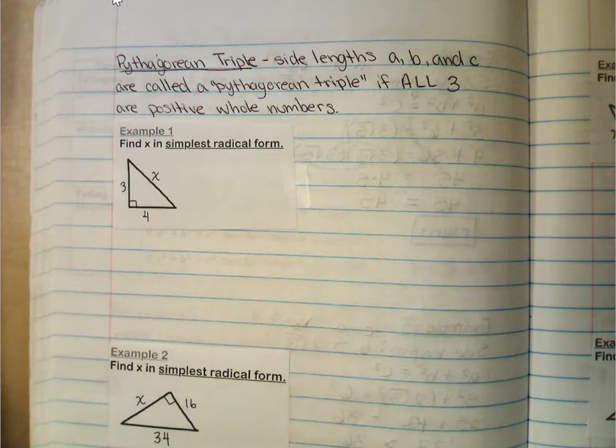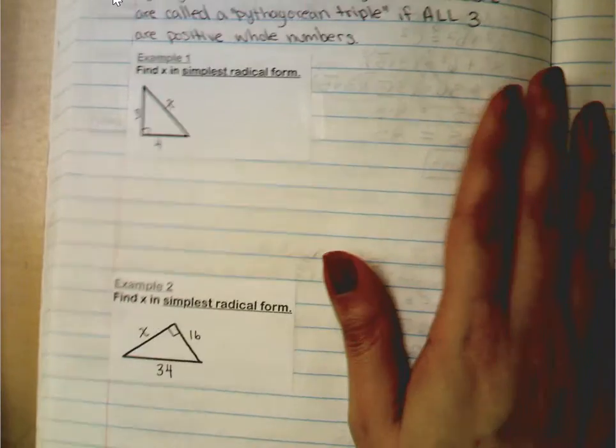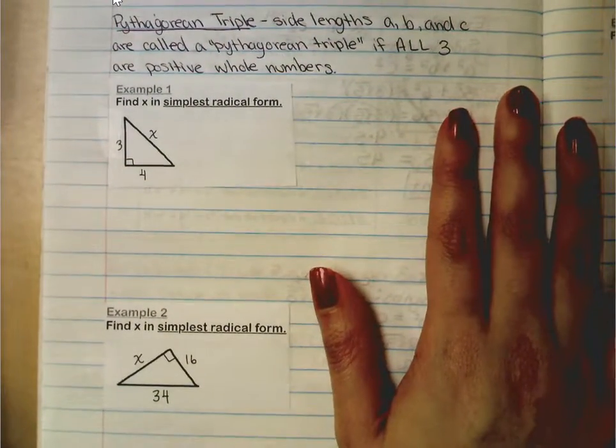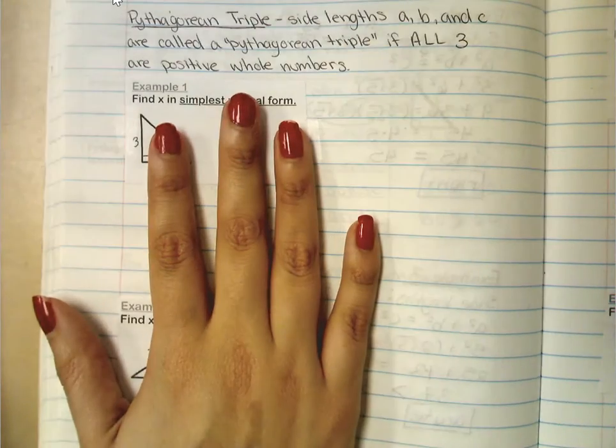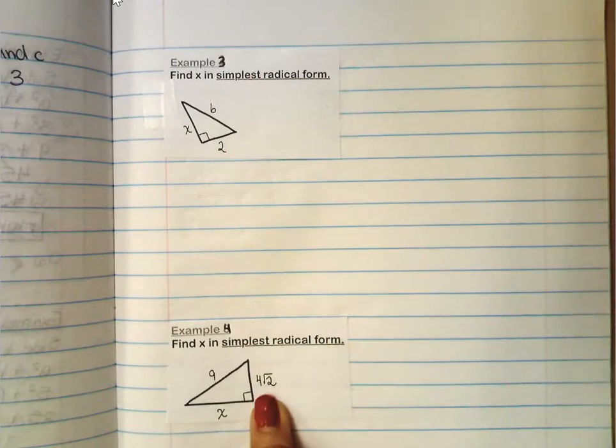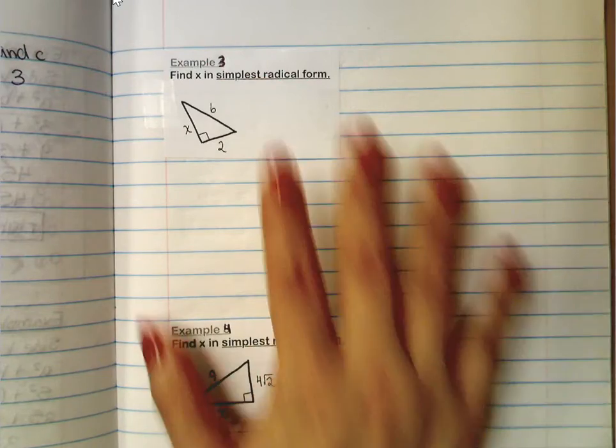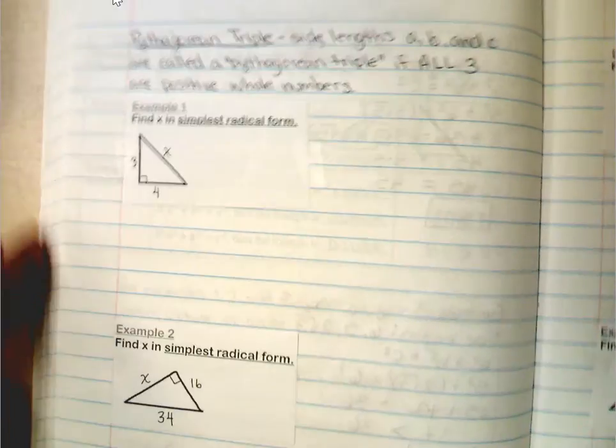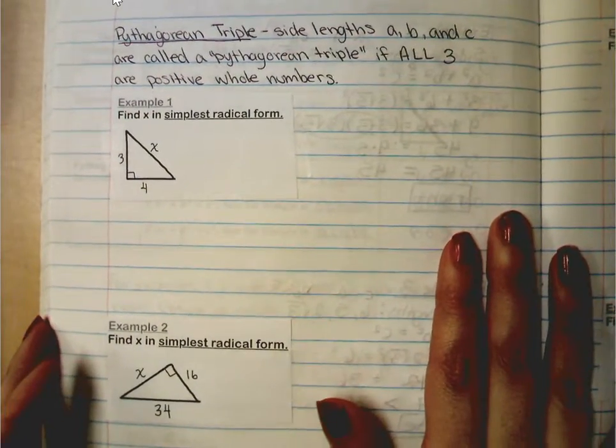This is section 9.2, part 2. For this part, we are solving for a missing side of a right triangle using the Pythagorean theorem. The easier ones are examples 1 and 2, and then examples 3 and 4 have radicals, so we'll start working with radicals once we get to those two examples. But first, let's do the easy ones.